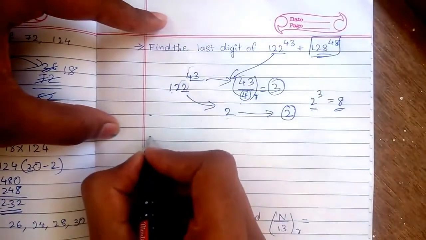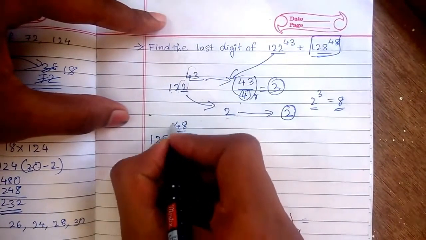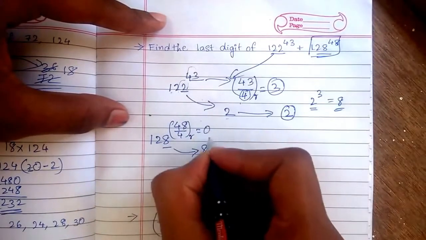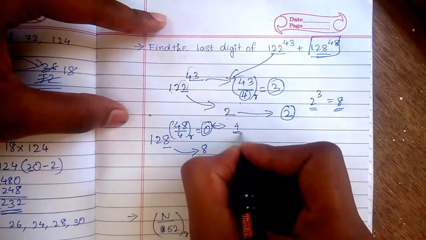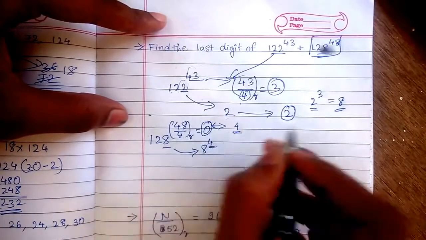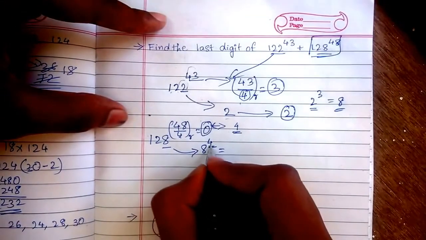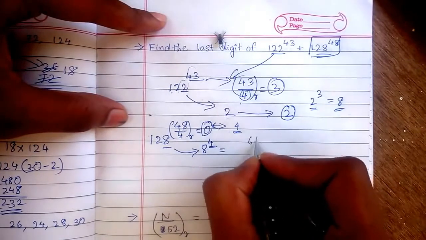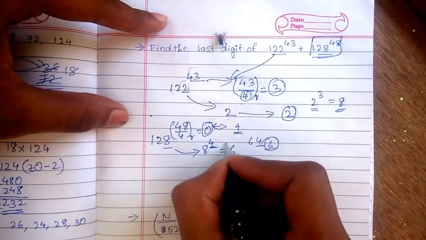Now 128 power 48. The power divided by 4, remainder, and the last place taken forward, 8, and the remainder here is 0. Whenever we have a remainder 0 when divided by 4, it is the same as remainder 4. Always take the fourth power, do not take the power 0. 8 power 4 ends with, 8 square is 64 and 4 into 4 is 16, so it ends with 6.